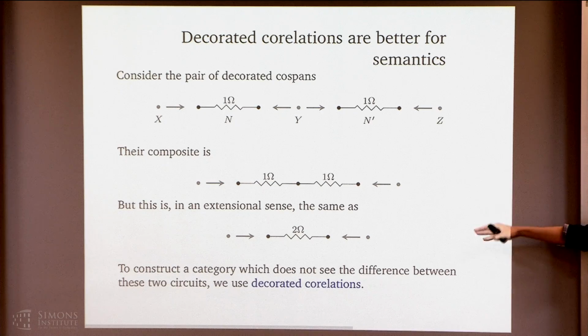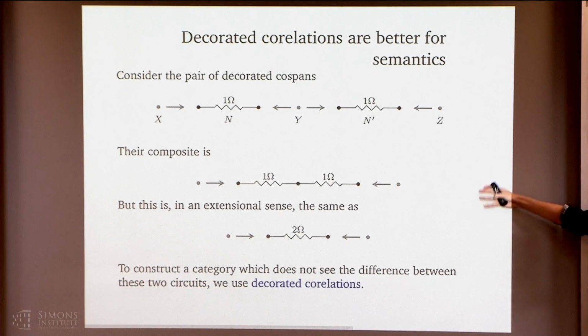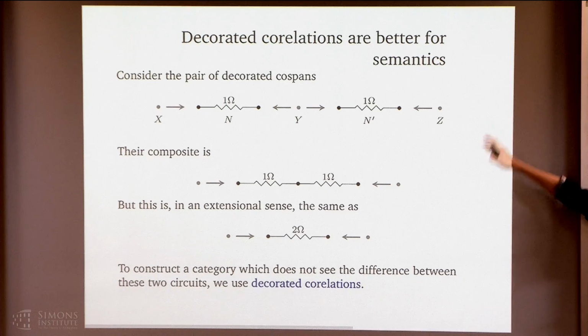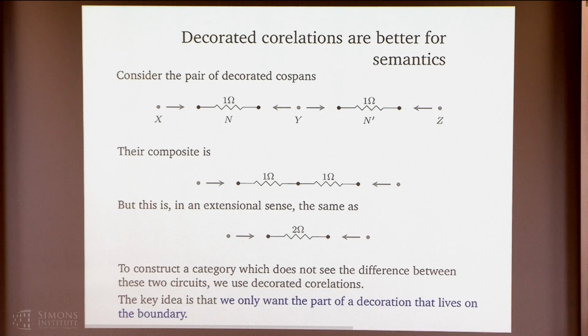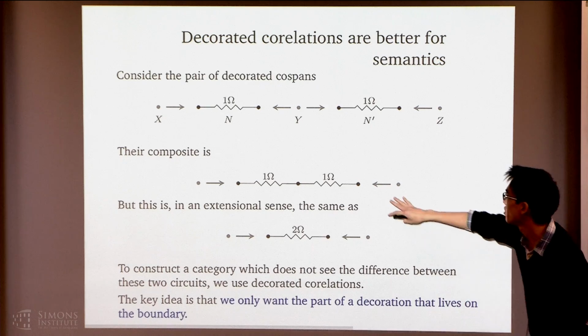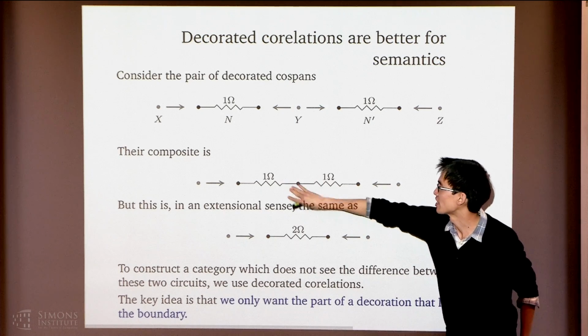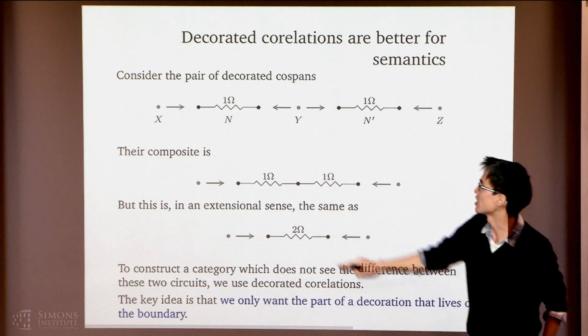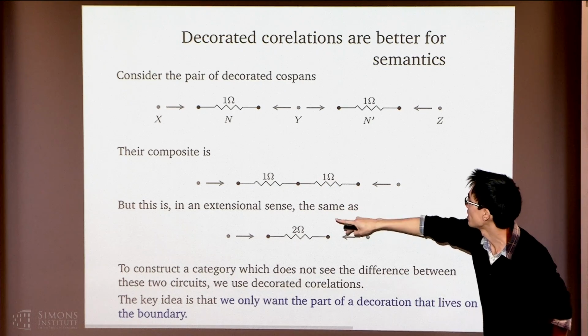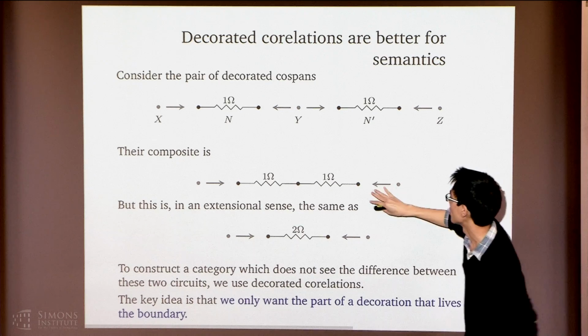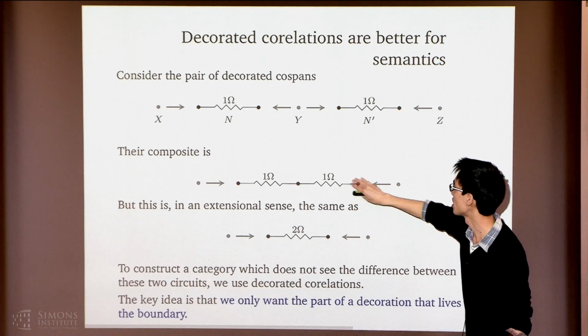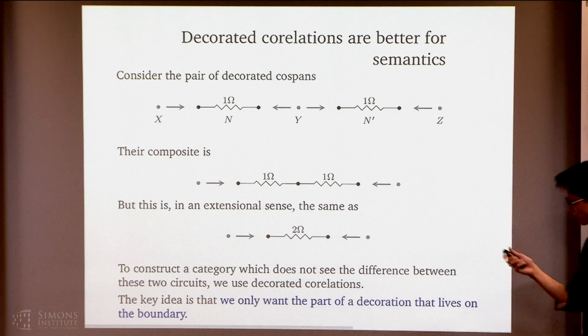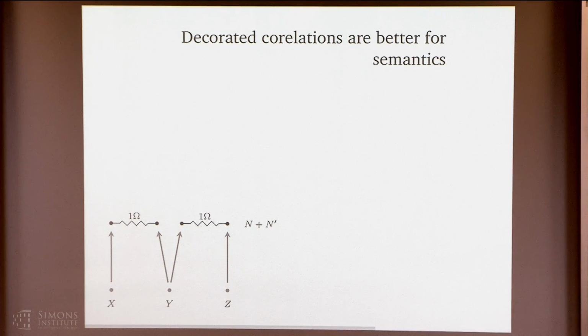And so we want to construct a semantic category in which these two morphisms are essentially the same thing, that this thing composes to this thing. And to do this, we need to use decorated correlations. So the key idea is that we can't see this center node here. We sort of don't even know it exists. And so we only want to decorate really the boundary of this cospan. So the stuff that can be said to live here and here. So let's see how that goes in practice.